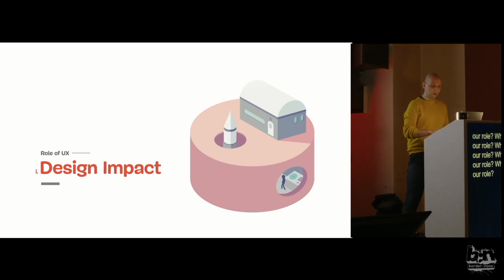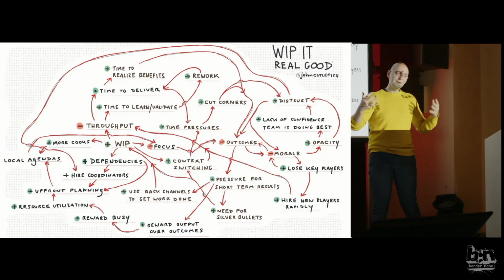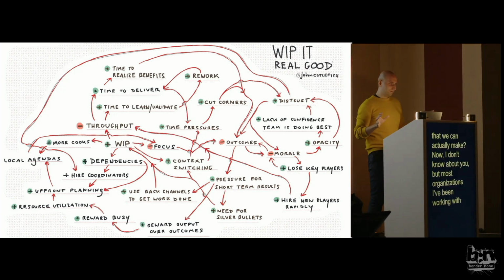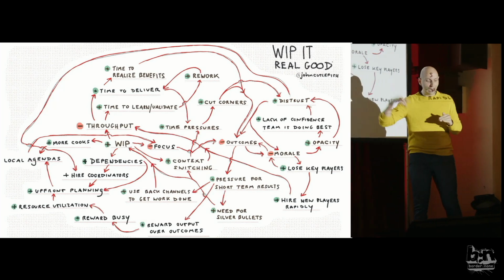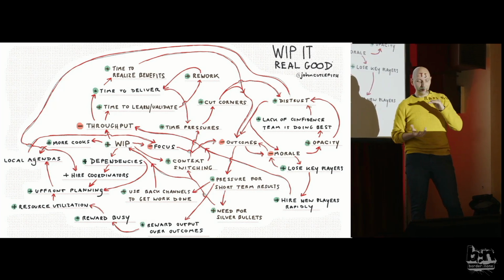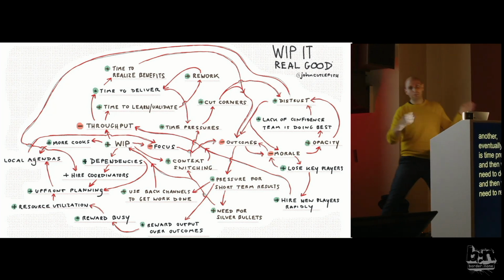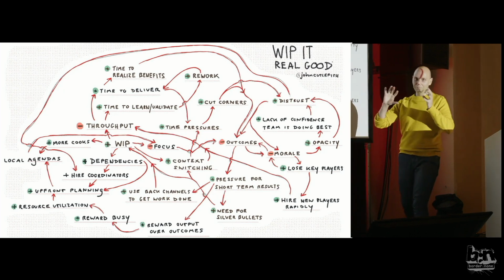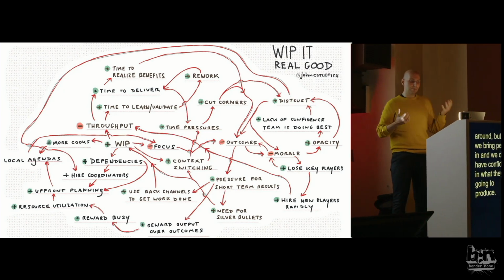Now, I don't know about you, but most organizations I've been working with operate in a very agile environment where everything is everywhere. Everything is a little bit chaotic. We're moving from one place to another. Eventually, there is time pressure, and then we need to deliver, and then we need to rework, and then we need to cut corners. But then we bring people in, and we don't have confidence in what they're going to produce, and we need to do the best we can, and it's always a little bit messy.